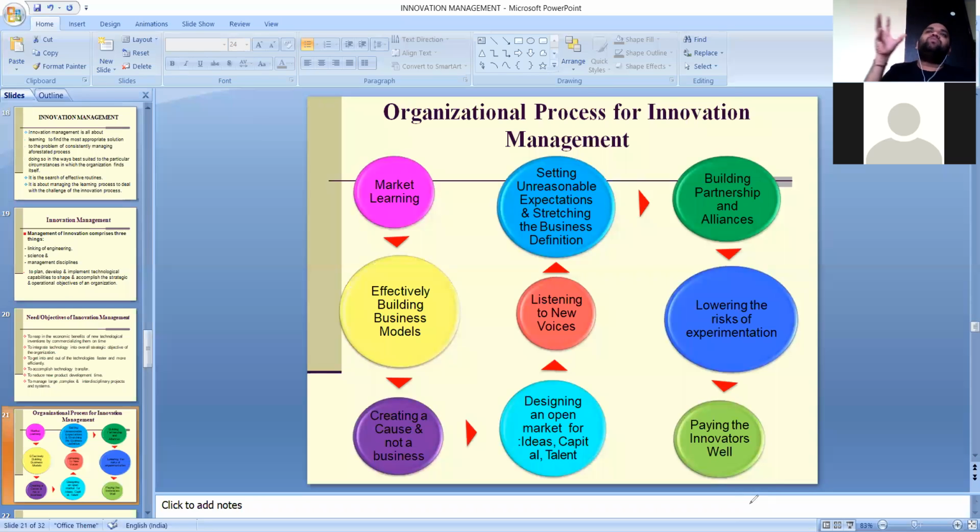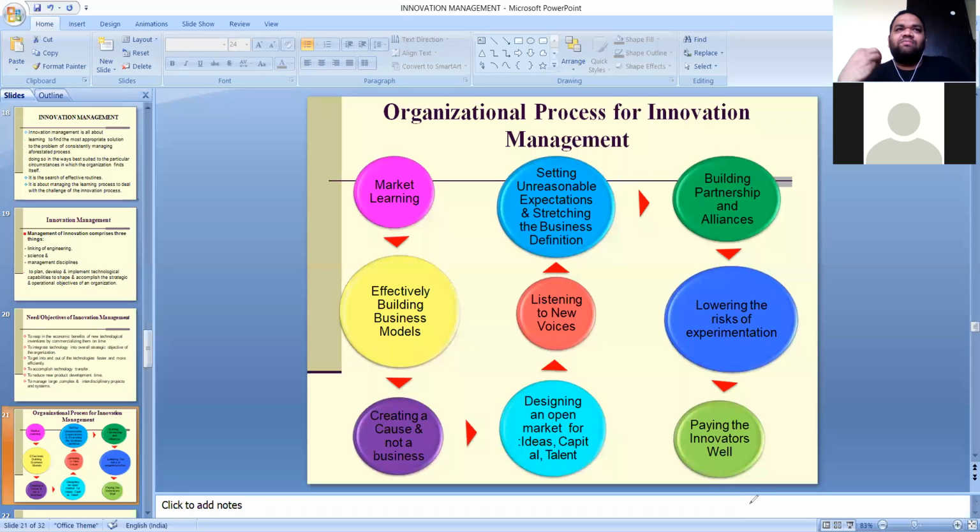Yes, so based on whatever information you got, whatever study material you got from learning in the market, you have to build the business models. Yes, what do you mean by business models? Business models play a vital role in every business.